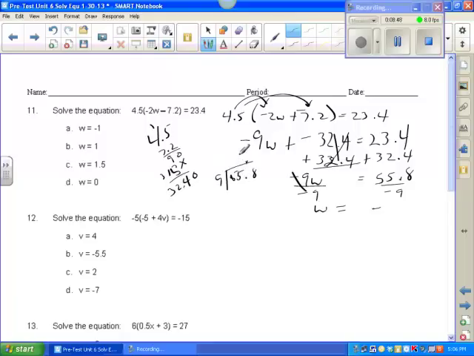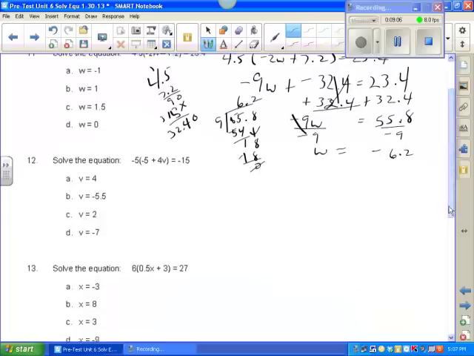So 9 goes into 55 6 times. That's 54. 1 left over. 9 goes into 18 twice exactly. So we know it was negative, and it's 6.2. So again, 11 was another one that wasn't done correctly from the site where we got it.